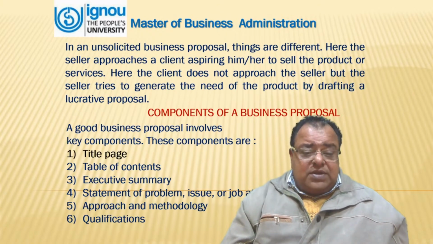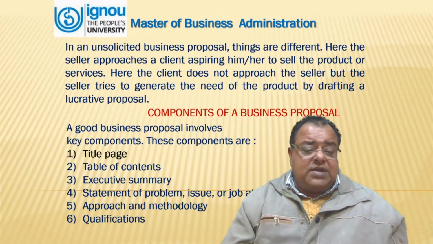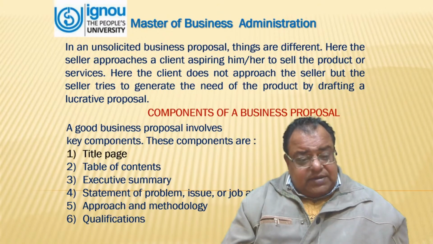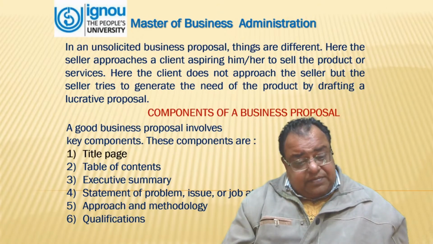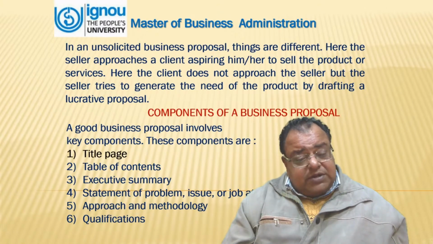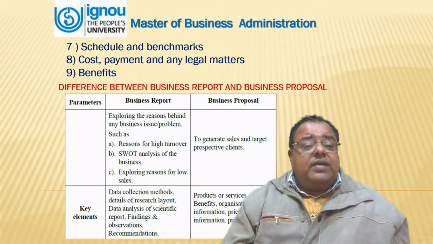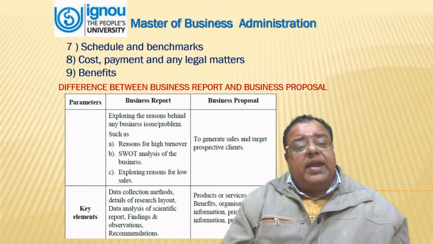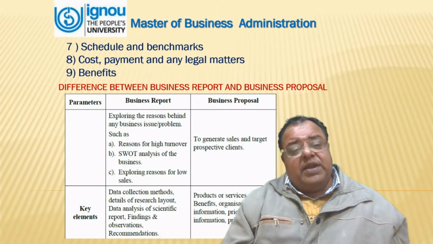A business proposal involves some key components, and these components are title page, table of contents, executive summary, statement of problem, issues or job at hand, approach and methodology, qualifications, schedule and benchmarks, cost, payment, and any legal matter. And the ninth one is benefits.